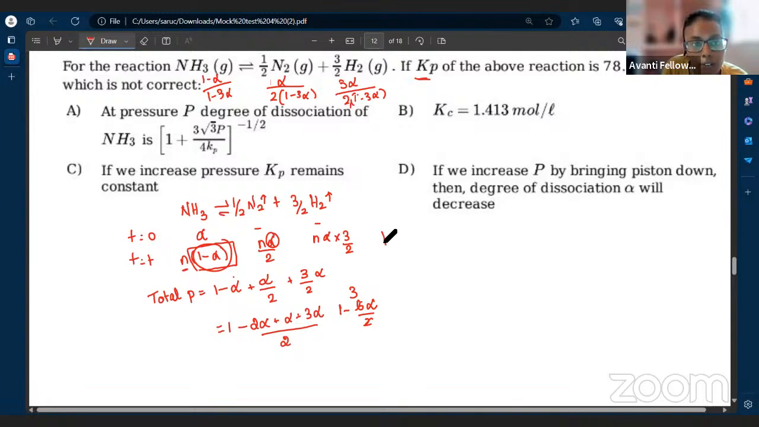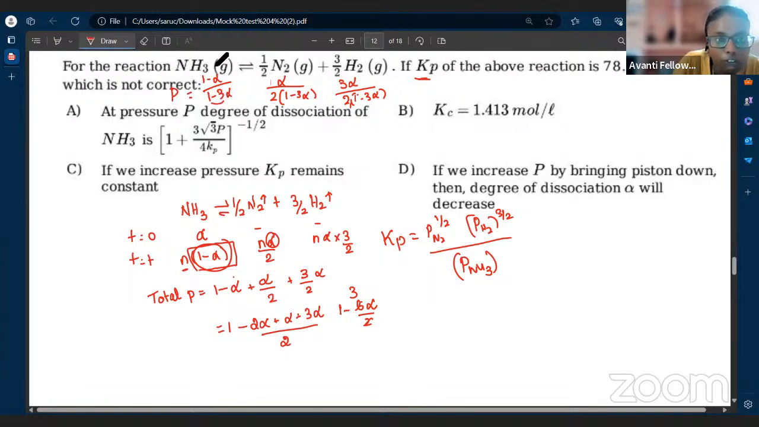Now you have to calculate Kp. Kp is the pressure of N2 to the power 1 by 2 times the pressure of H2 to the power 3 by 2, divided by the pressure of NH3. Now we know these partial pressures, so you just substitute and find alpha. I'm not going to evaluate it, time is up, so I'm just giving you the hint. Therefore, option A is going to be right.